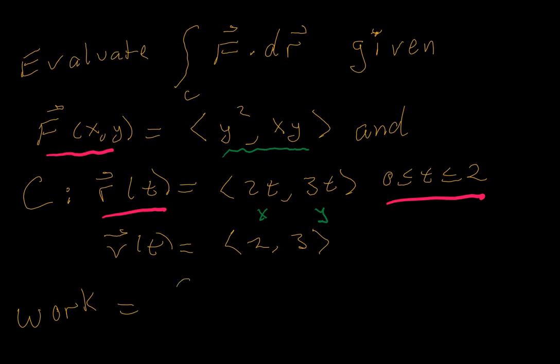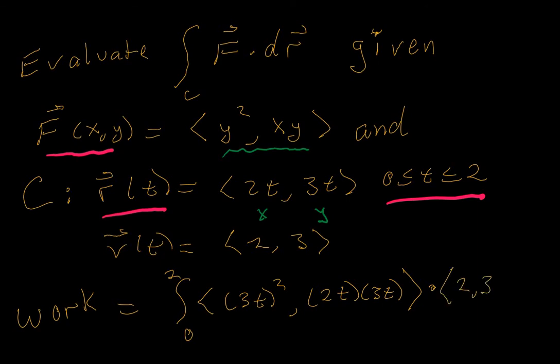Work equals the line integral from 0 to 2. Velocity is second, so we need the vector field first. It says y squared. Y is 3t. Then the second component is x times y. X is 2t. Y is 3t. There's your force or vector field. Dot product velocity vector, which is 2 comma 3, with respect to t. So that's what we're going to evaluate.